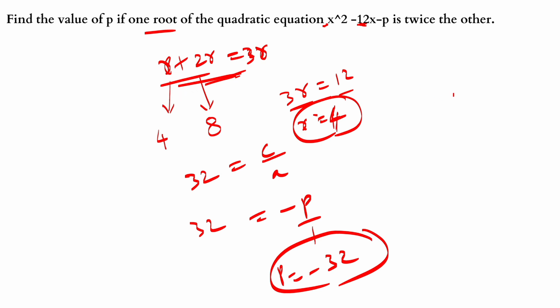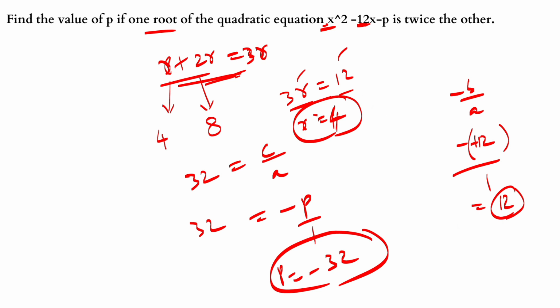Right, we know the sum of the roots can be taken as minus b by a. Here minus b is minus of minus 12 and a is 1, right? So minus b by a is 12. So 12 is equal to 3r and the value of p is minus 32.